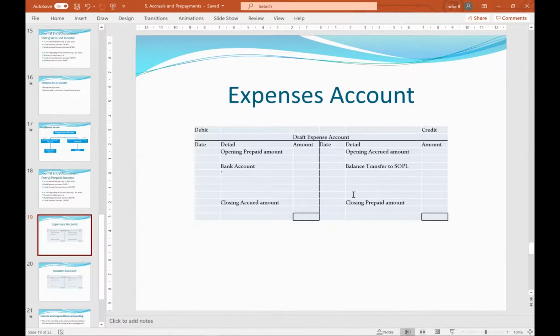This type of account comes in the AAT exam. They will put the figures in statements, and you'll have to find out: is it the accrued amount or is it a prepaid amount? And is the accrual in the beginning or at the end?